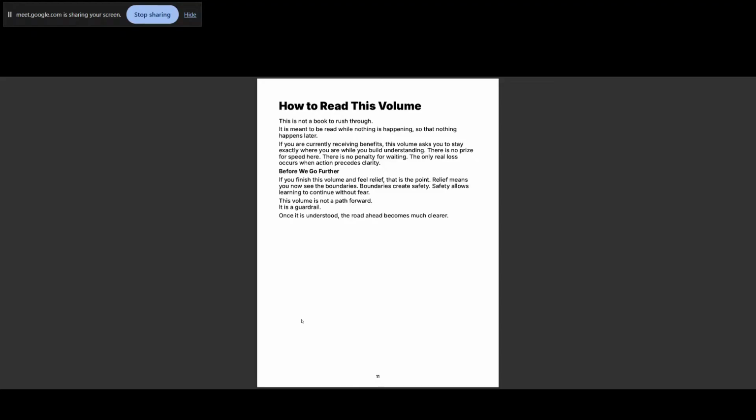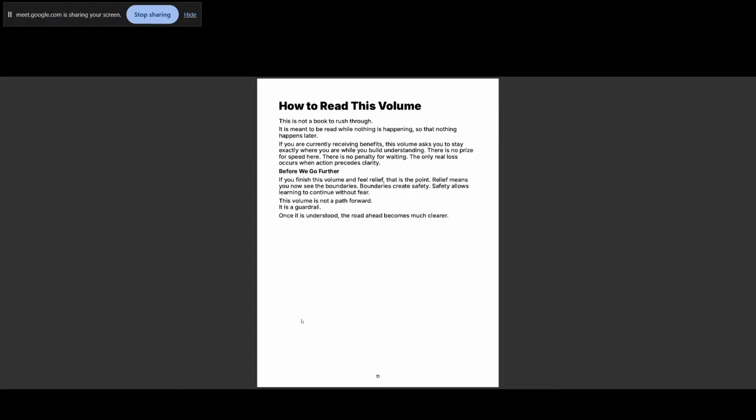How to read this volume. This is not a book to rush through. It is meant to be read while nothing is happening, so that nothing happens later. If you're currently receiving benefits, this volume asks you to stay exactly where you are while you build understanding. There is no prize for speed here. There is no penalty for waiting. The only real loss occurs when action precedes clarity.